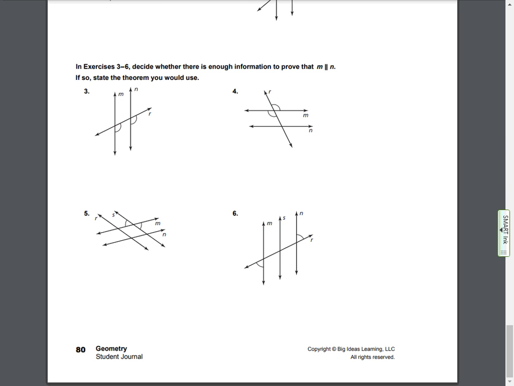Moving down. Oh, I can't move down anymore. Number 5. Is m parallel to n? Okay, where's m and n? m is right here, n is right here. Okay. Again, those are just vertical angles. There is not enough proof here to prove that m is parallel to n, so this is going to be false.